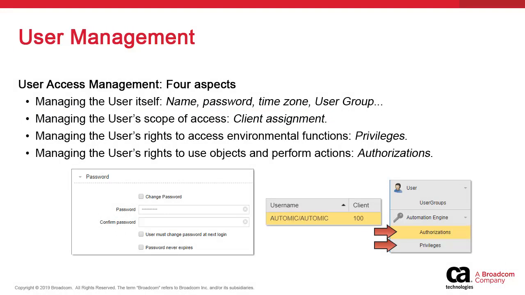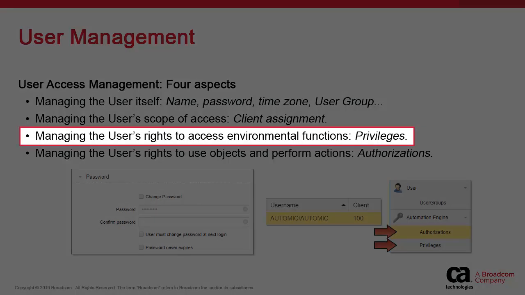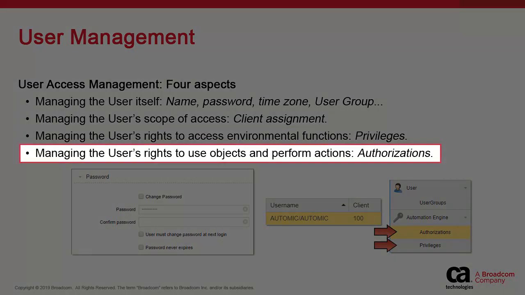Then we have two sets of capabilities. The first is privileges. This stores definitions to allow or restrict access to the environment itself. By this we mean perspectives, administration functions, and more. The other is authorizations, which define objects, their names and types, and the types of actions the user can perform on them. By this we mean read, delete, execute, and more.